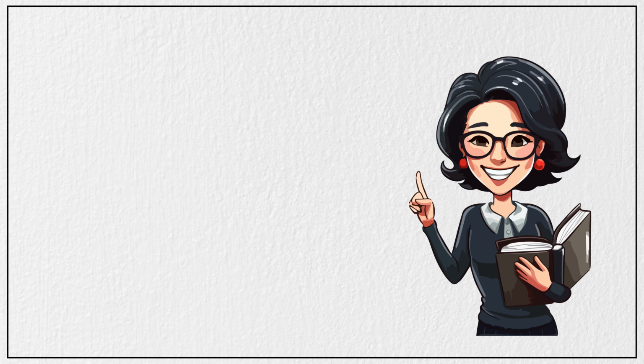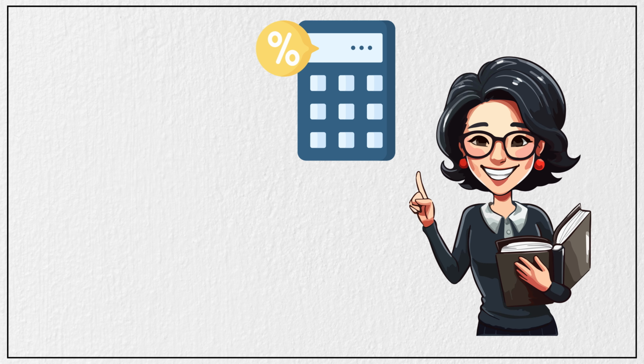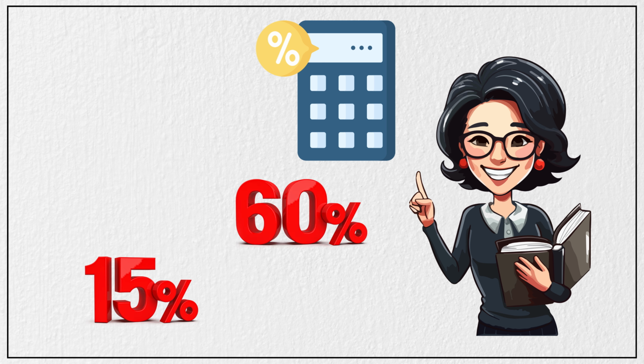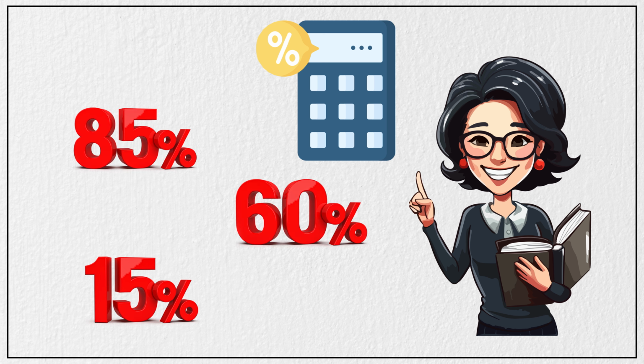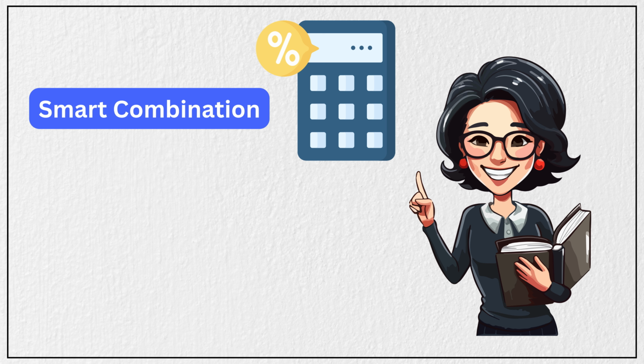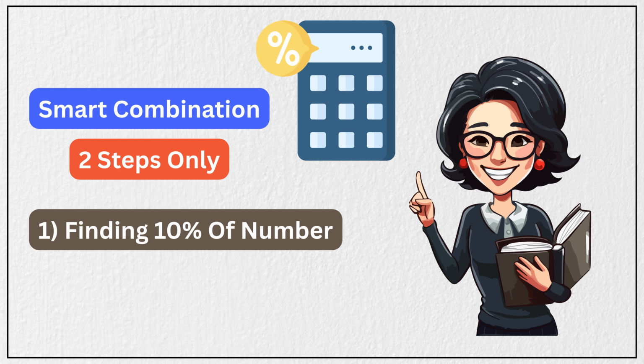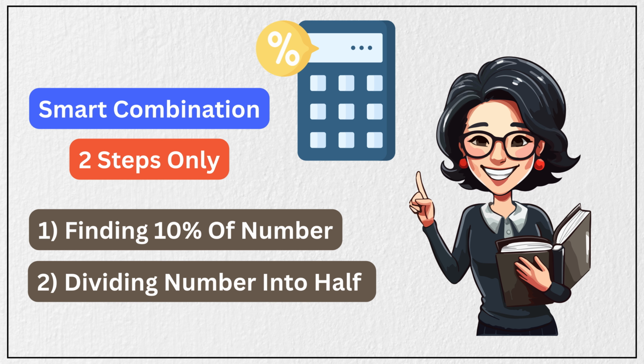As you've seen, all of these percentage calculations, whether it's 15, 60, or even 85%, are just smart combinations of two simple steps: finding 10% and dividing numbers in half. Once you get comfortable with those, the rest becomes almost automatic.